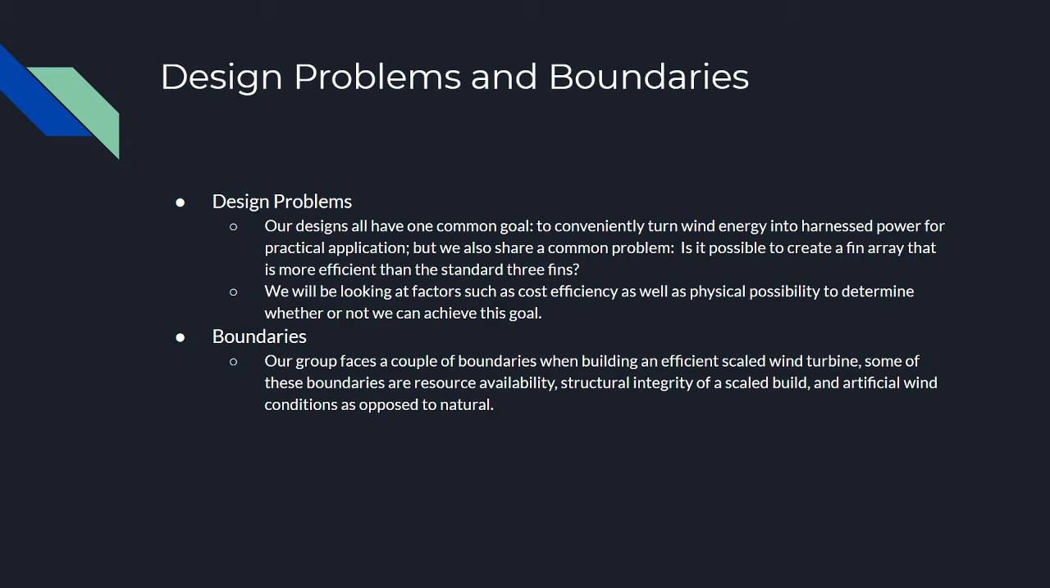Some of the boundaries. Our group faces a couple of boundaries when building an efficient scaled wind turbine. Some of these boundaries are resource availability, structural integrity of a scaled build, and artificial wind conditions as opposed to natural.